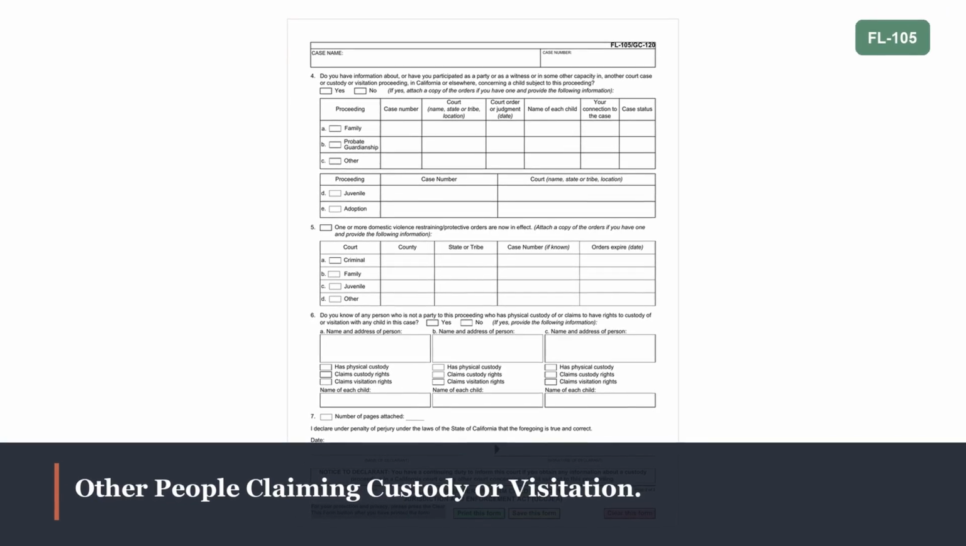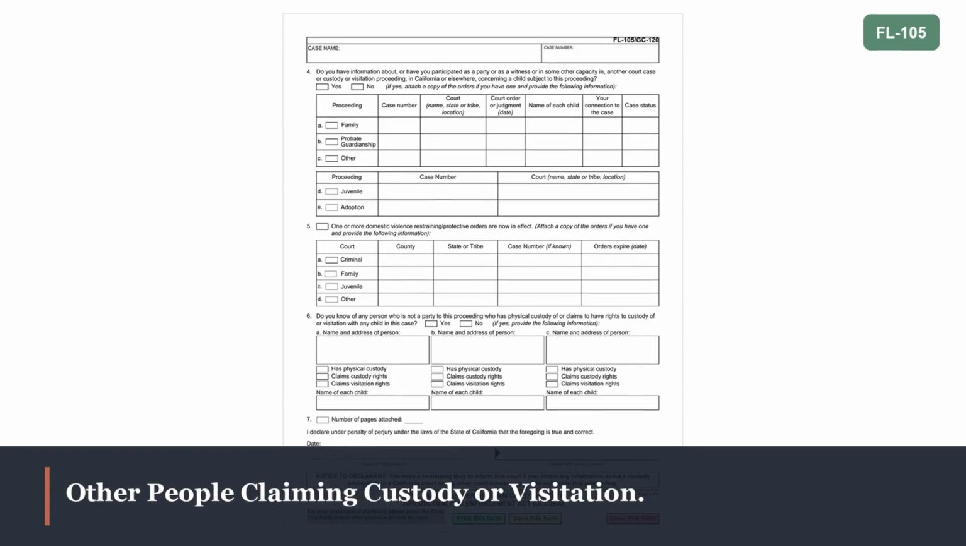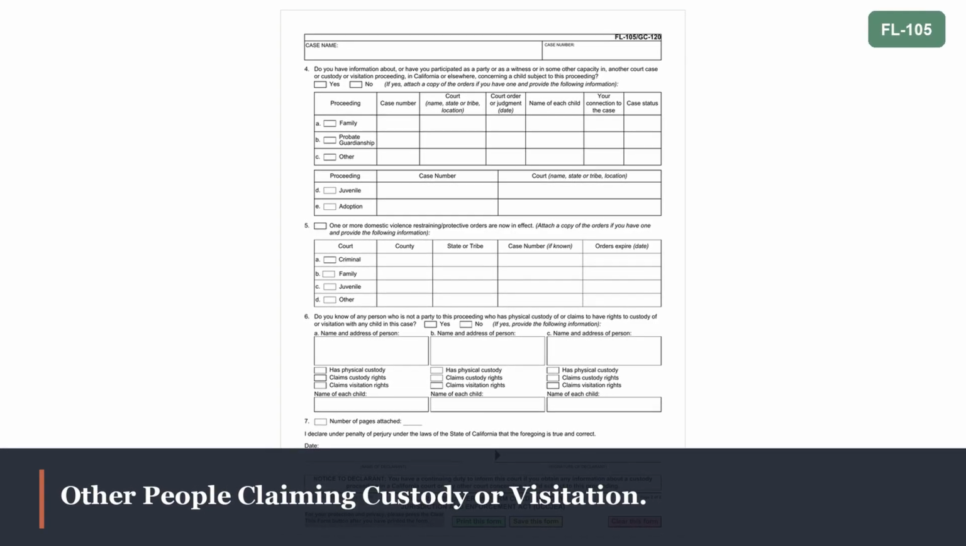Other people claiming custody or visitation. Finally, the form asks you to identify anyone else, beyond the parties to your case, who currently has physical custody of the children or who claims custody or visitation rights to them. This might be a grandparent, another relative, or a guardian. If no one else fits this description, you'll indicate that as well.